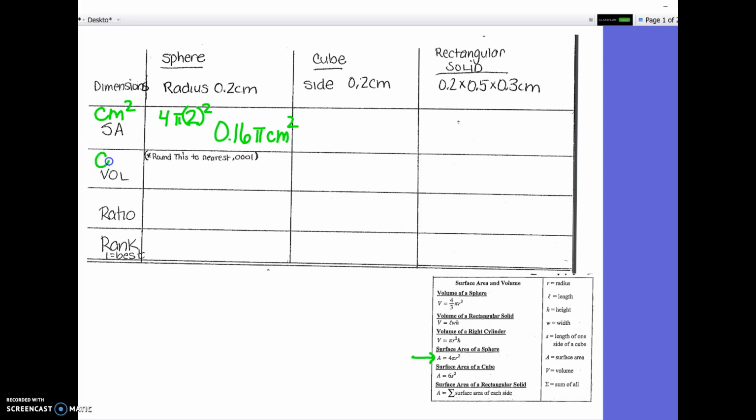And for volume, it's always going to be cubed. So centimeters cubed. If you leave out your units on the AP exam for a short answer, they're not going to give you credit at all. So it's very important that that's included. So that's our surface area.